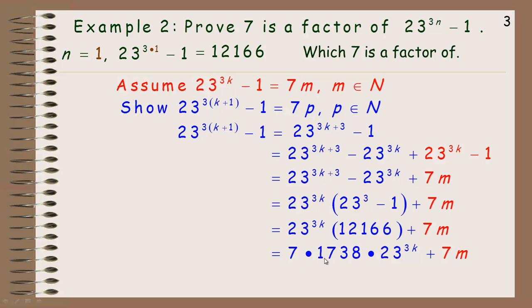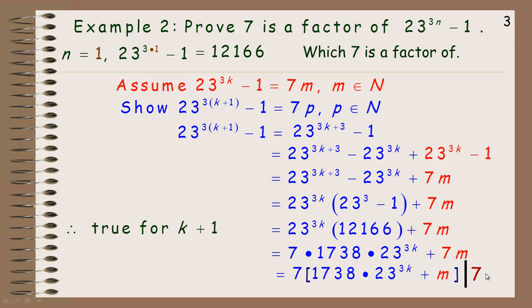And if you remember, that was 7 times 1738. So that certainly is divisible by 7. So we can common factor a 7 out of all of that, so it has to be divisible by 7. So it's true for the next case, the k plus first case. That means that 7 is always going to be a factor of 23 to the 3n minus 1 for all n contained in the natural numbers.